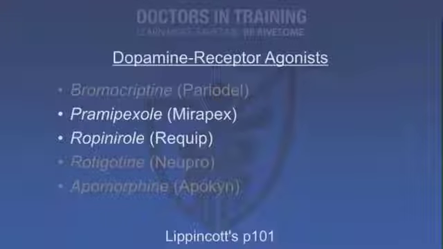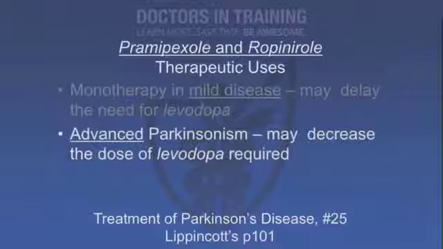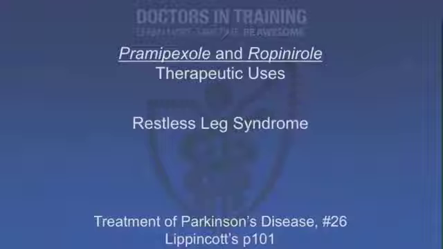The next two drugs are pramipexole and ropinirole. These are also agonists of the dopamine receptors. They're usually used as monotherapy in mild disease because they may delay the need for levodopa. In advanced Parkinsonism, they may decrease the dose of levodopa that's required. And these drugs are also used to treat restless leg syndrome. In terms of pharmacokinetics, pramipexole is not metabolized. It's dependent on renal function for its elimination. So in a patient with renal insufficiency, you may be able to adjust the dose of pramipexole.